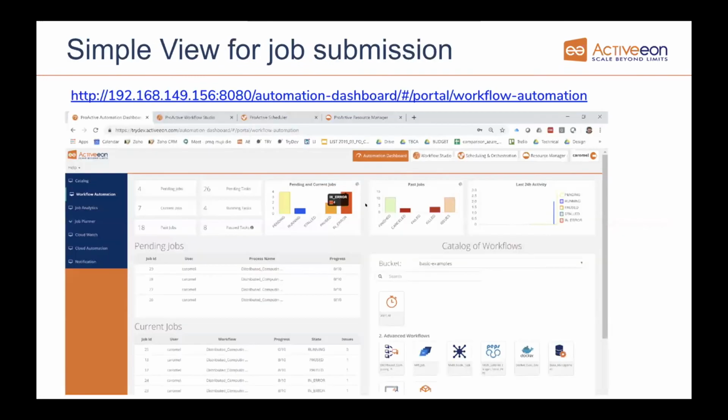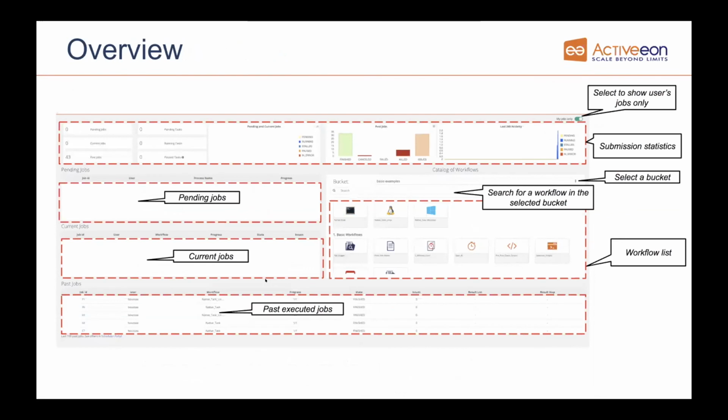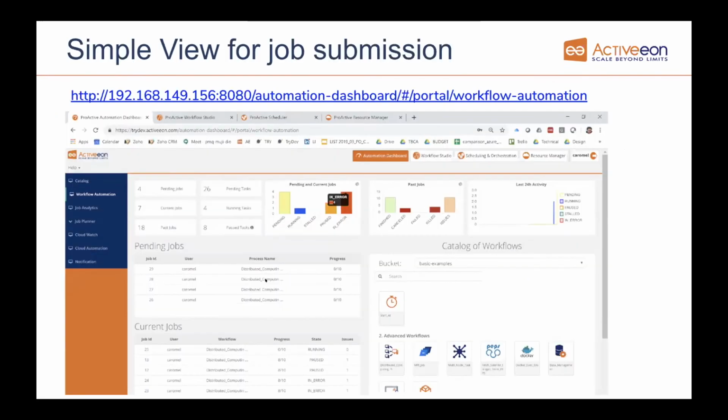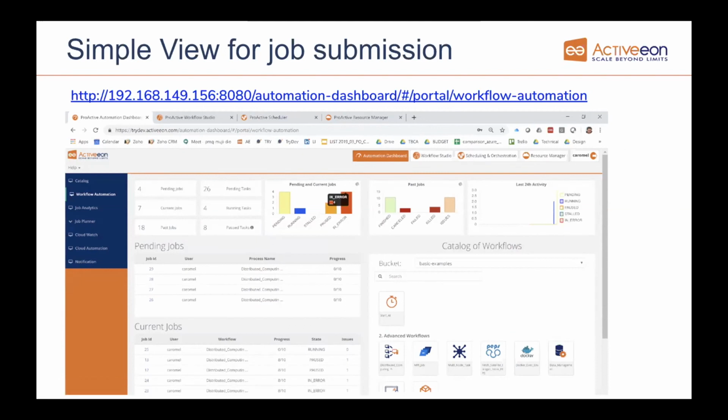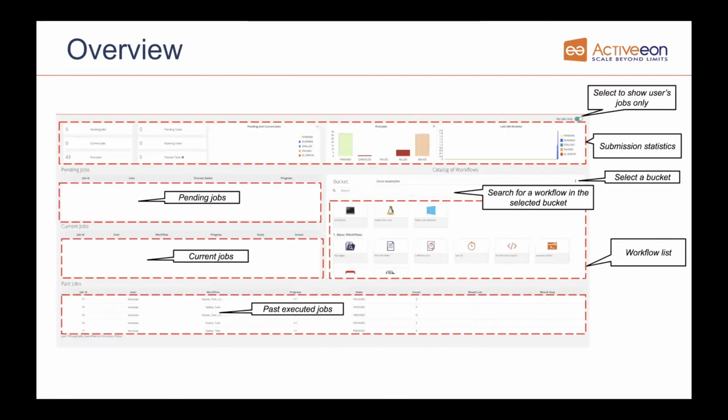So how does it look? This portal is accessible via this URL. If you want, you can just go to the automation dashboard and click on the Workflow Automation subview, which is on the left side here, as you can see. So, sorry. This is a screenshot of the state of one of our TRI platforms. Now, to give you details about each part.